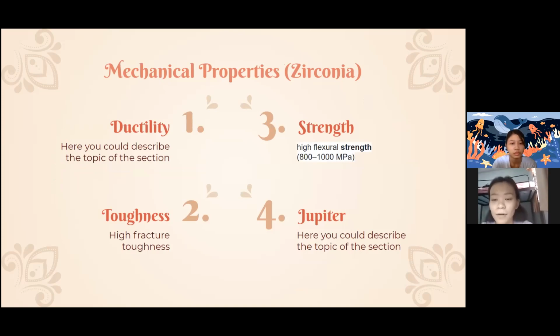The mechanical properties of zirconia are the reason why it is used as dental implants. First, its ductility, meaning it can be easily reformed into other shapes suitable for every individual's needs, because every person has different sizes of teeth and the implant needs to be adjusted. The second property is toughness. It has a high fracture toughness, meaning it doesn't crack easily, so it can withstand the mechanical motions of our mouth and is not easily broken. It is also strong, with a high flexural strength in the range of 800 to 1000 MPa.